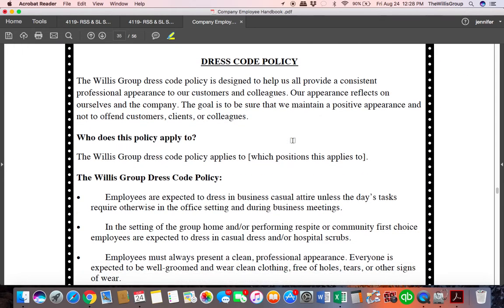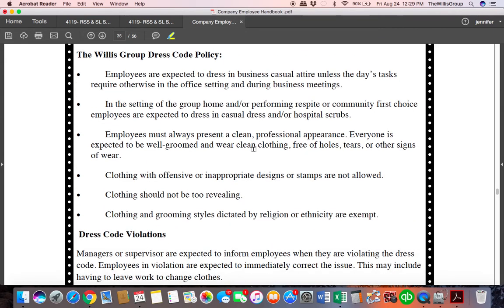Page 35 talks about our dress code policy. And this applies to everyone pretty much in the organization. So depending on your role, and we're talking about coming into the office setting when we're having staff meetings, you are expected to be in business casual. So employees are expected to dress in business casual attire unless the day requires something different. Sometimes you'll see us in jeans and a t-shirt as well. But in the setting of the group home, or if you're doing hospital sitting or respite for Community First Choice, then it's casual dress or hospital scrubs.